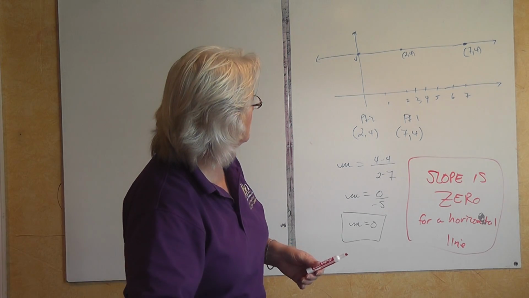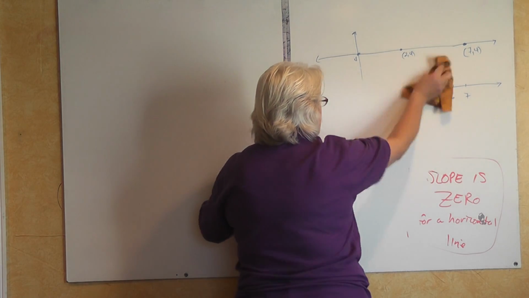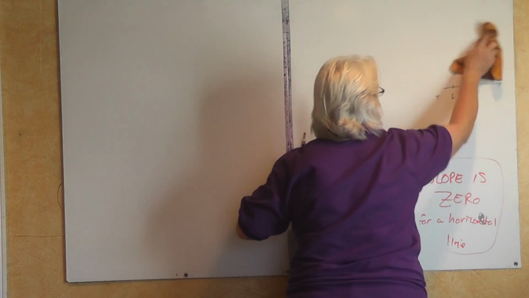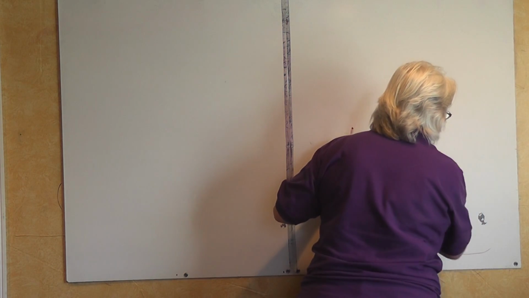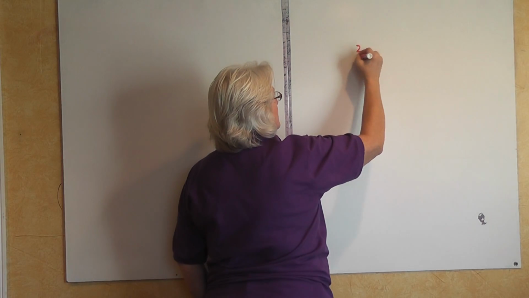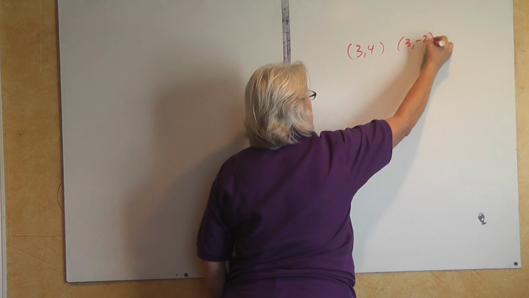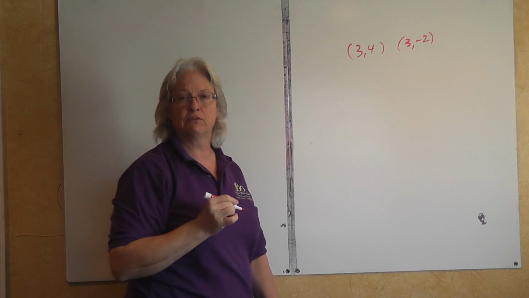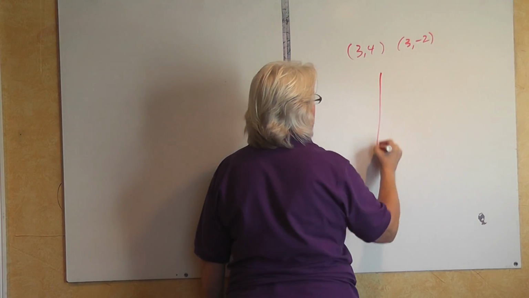Well, does that mean that the slope of a vertical line is going to be 0? Because the x values are always going to be the same. Well, let's think about that. And I bet some of you will have figured this out by the time I can even sketch something. Let me do 3, 4, and 3, negative 2. Is that really going to be a vertical line? Let me sketch it for you.